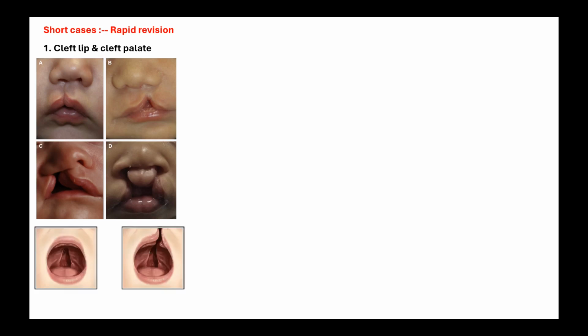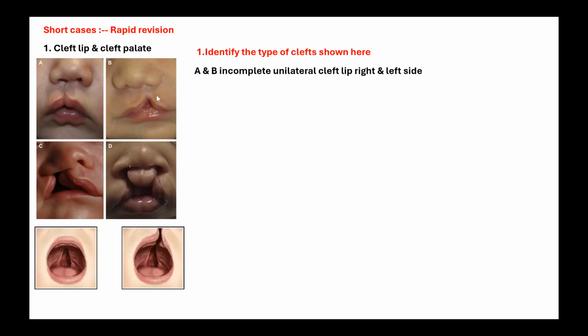Second is incomplete unilateral cleft lip. A and B are incomplete unilateral cleft lip, right and left side. Okay, so this is on the right side and the left side, they are incomplete because they are not going into the nasal sill or floor of the nostril. Supposing it is complete like this, it would have gone into the nasal floor and the ala would have been distorted like this. And this is the columella. This mid portion, which is the upright portion, is called the columella. So they will all be away.